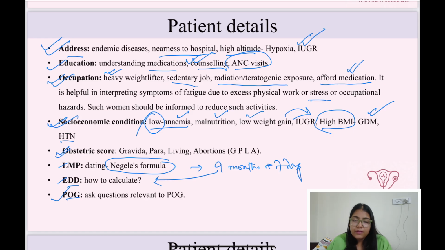And POG is important. Why? Because we should know at what POG we are taking the history from the patient. If she is in the first trimester, then obviously I won't take history of leaking PV or decreased fetal movement, because she won't be feeling it. And if she is in the third trimester, then I should know she may be having raised blood pressure or pedal edema or any other signs and symptoms of preeclampsia, leaking PV, bleeding PV. So knowing at which gestation the patient currently is, is very important to take the relevant history.